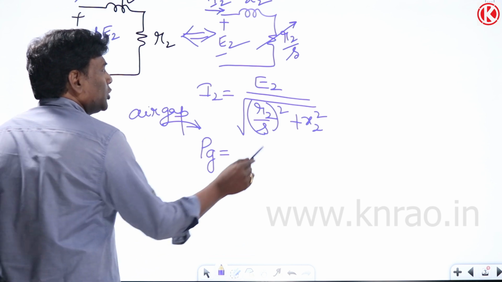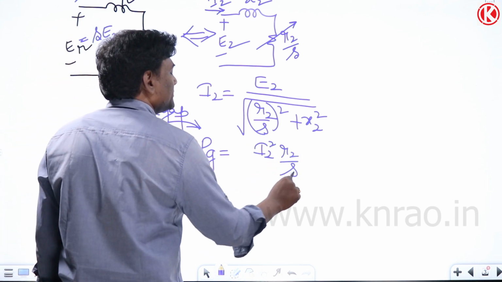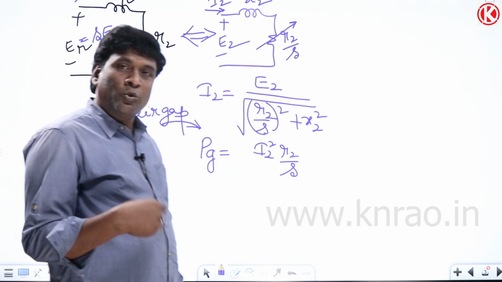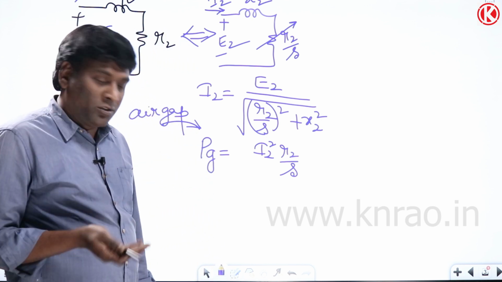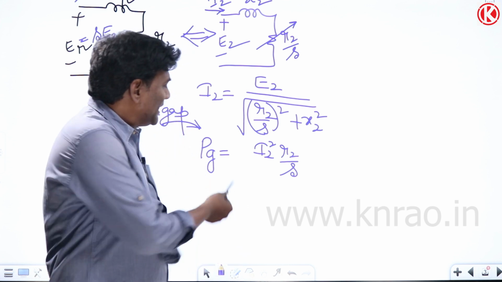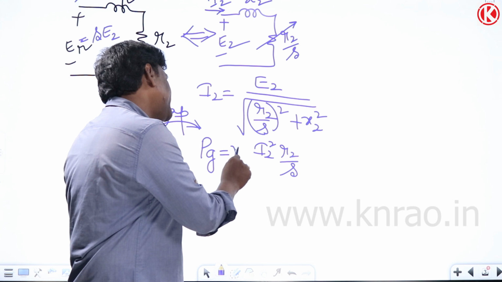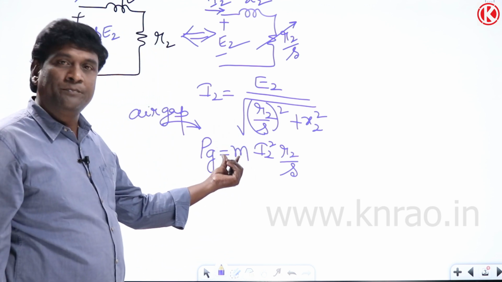Now Pg is going to be, how much is Pg? I2 square R2 by S, because this is the resistive term. Resistive term only will absorb active power. If I think of the number of phases, for a 3-phase induction motor multiplied by 3, because everything is going to be per phase value. Let M be the number of phases. For 3 phase you are supposed to keep 3.